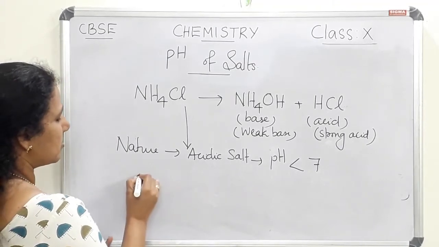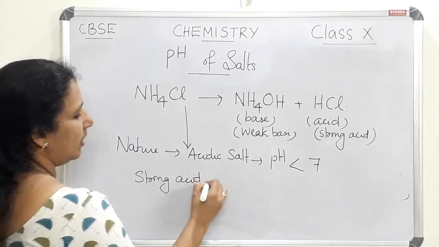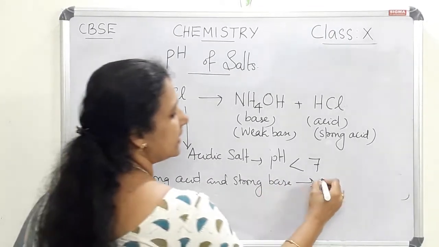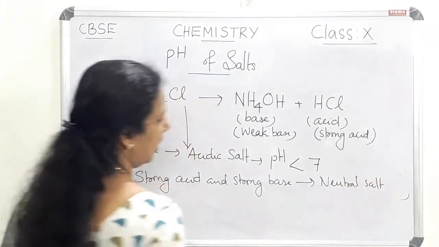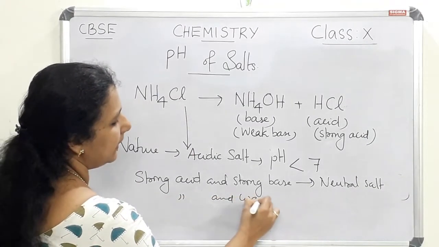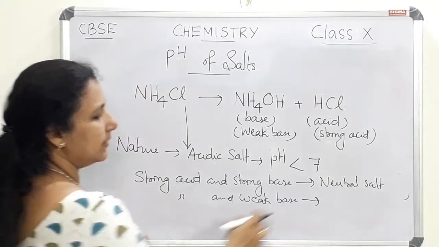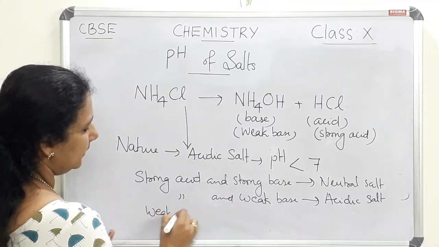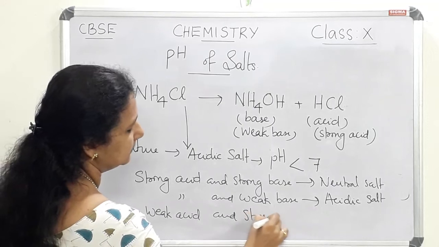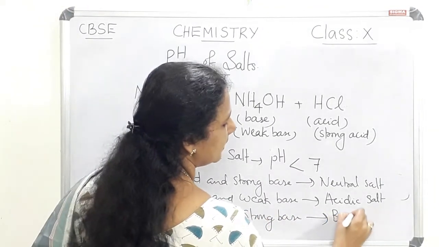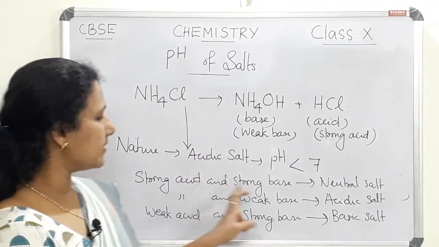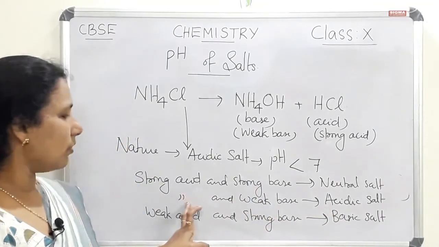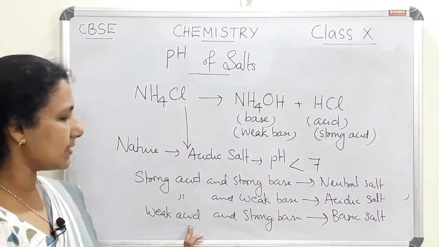So in short, we can say that the salt produced from a strong acid and a strong base will be a neutral salt. A strong acid and a weak base produce an acidic salt. And a weak acid and a strong base produce a basic salt. So a neutral salt is formed from a strong acid and a strong base, an acidic salt is formed from a strong acid and a weak base, and a basic salt is formed from a weak acid and a strong base.